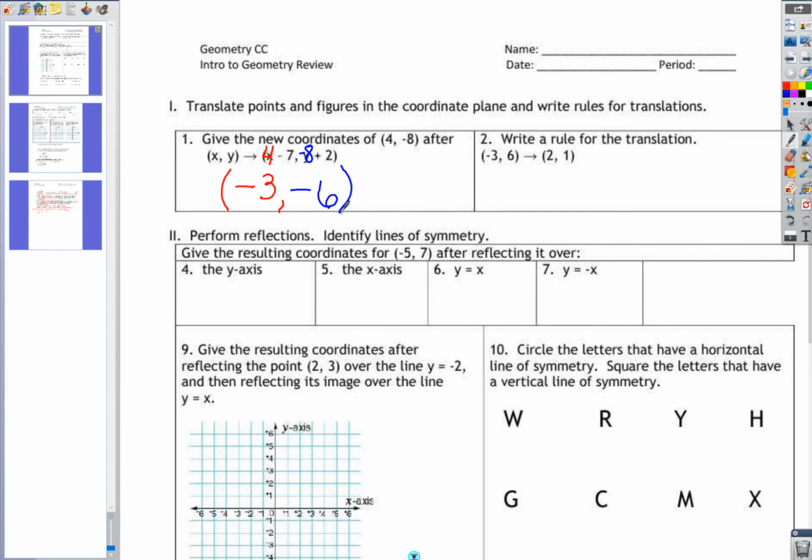So the coordinates of my point, 4 comma negative 8, after translating it 7 units to the left and 2 units up, are going to give me negative 3 comma negative 6. I have translated that point. On your test tomorrow, you're going to have points that you have to translate. Just know, on the test, follow the rule.